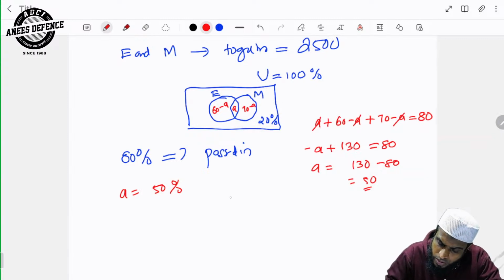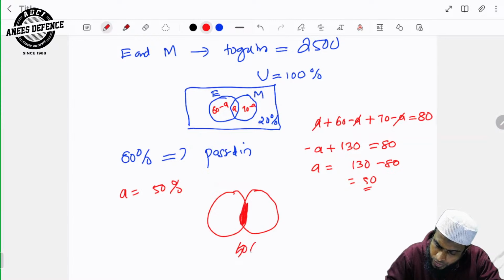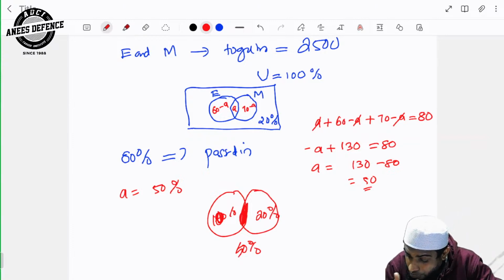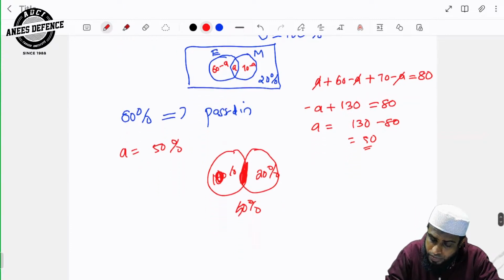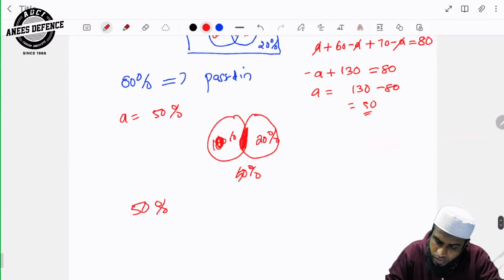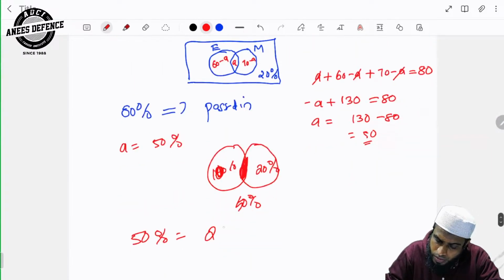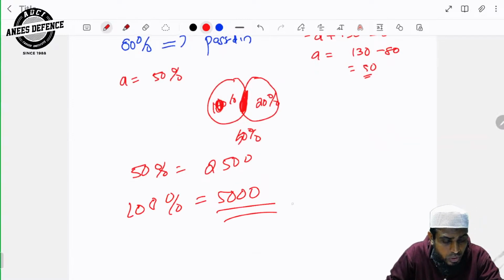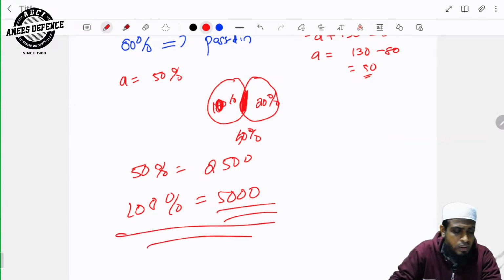So in English and Maths, this portion will be 50 percentage, this portion will be 10 percentage and this will be 20 percentage. 20 percentage passed in Maths only, 10 percentage passed in English only, and 50 percentage passed in both the subjects. So 50 percentage is equal to 2,500, so 100% students will be 5,000 students. So the total number of students who attended the examination is 5,000.